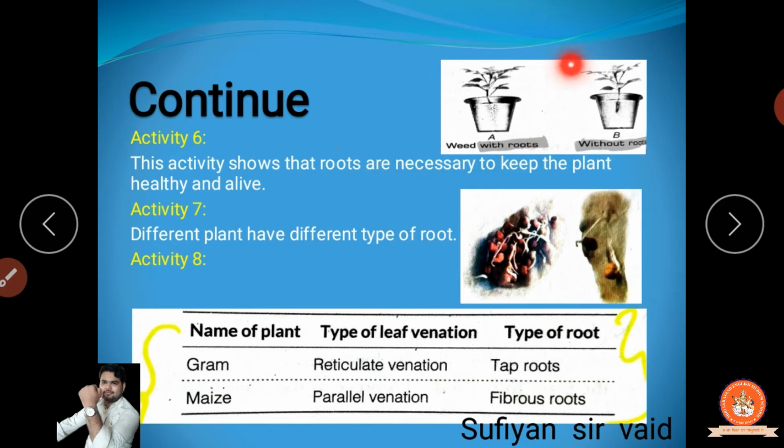After 3-4 days we observe that part A has become very green and grown well, but part B has withered and become dry. Why? Because it doesn't have roots, we already cut them out. Roots are very useful for getting minerals from the soil. From this activity we learn that with roots the plant stays healthy and alive.